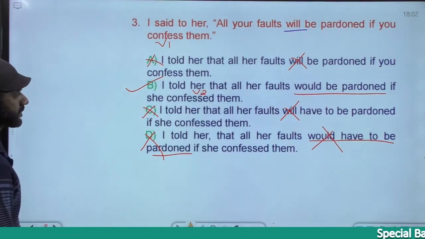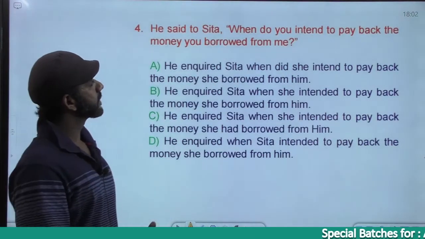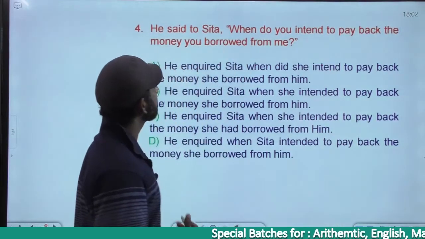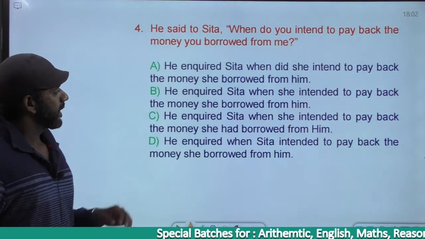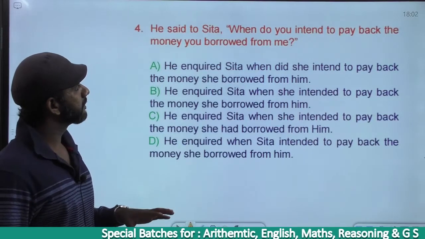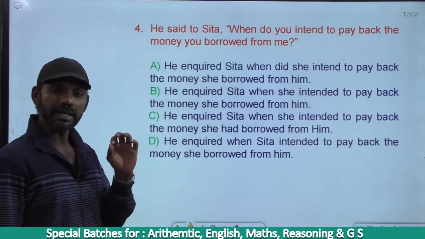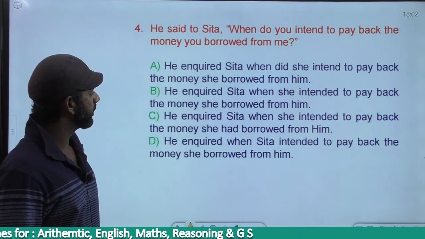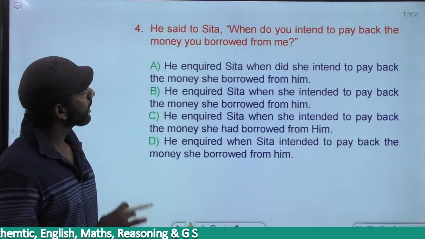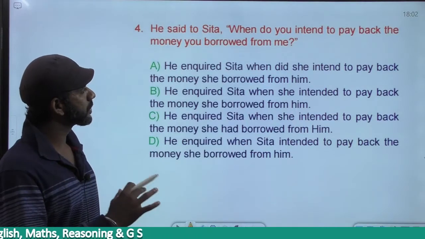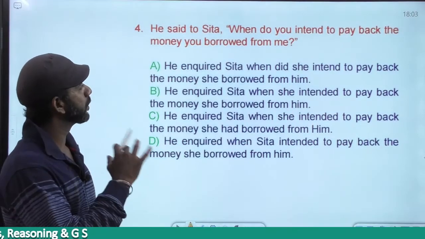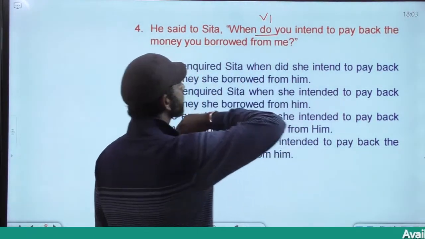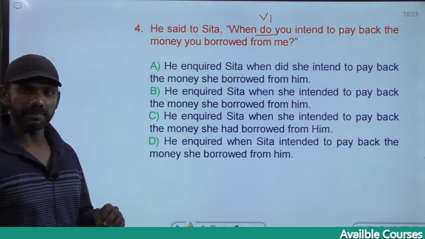The next one. He said to Sita, when do you intend to pay back the money you borrowed from me? Question mark. Interrogative sentence. The interrogative sentence starts with when. So if or whether should not be used. Right? Fine. Now, when do you intend? Do you intend is V1. Simple present. Simple present must become simple past.